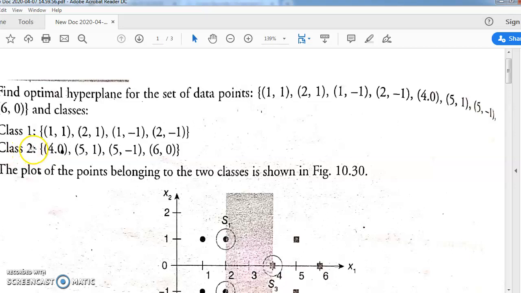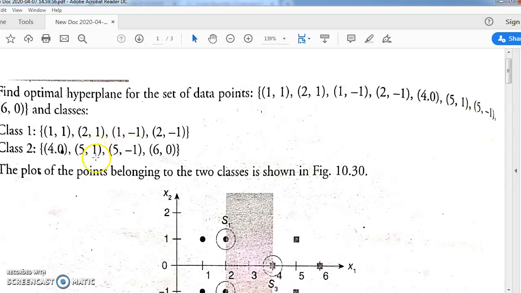As we have discussed, SVM is supervised learning, so the output class is known for the data. So (1,1), (2,1), (1,-1), (2,-1) belong to one class, that is class 1, and the rest of the points belong to class 2. So how will you find the hyperplane line equation, and how can you draw it?